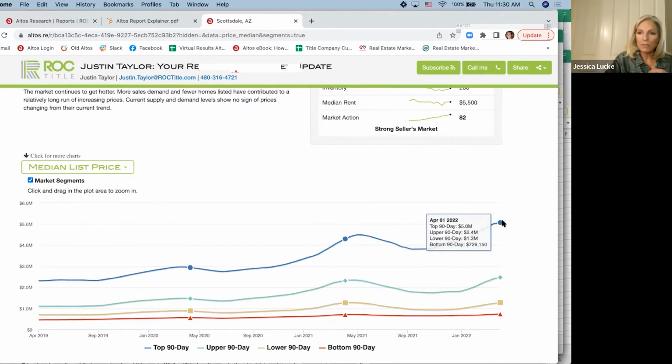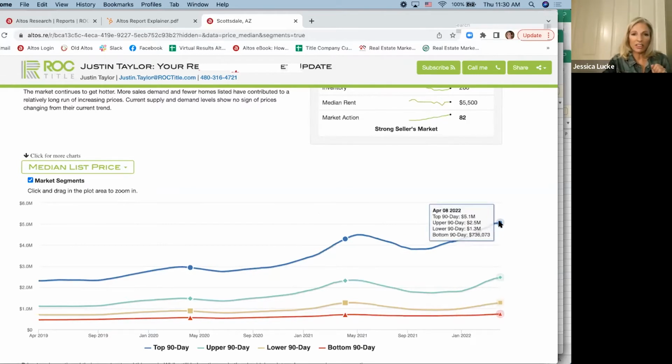So the median of the most expensive 25% of properties is actually 5 million, which is far different than the 1.7, right? In fact, the least expensive 25% is 740, which is far different than the 1.7, right? This allows you to dive in a little bit deeper. The blue line will always represent the most expensive 25% of properties, just like the red will always represent the least expensive 25% of properties.